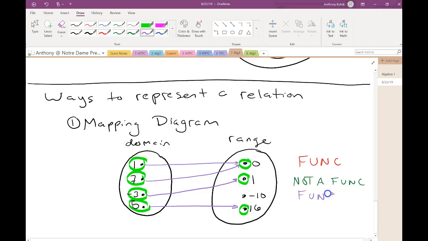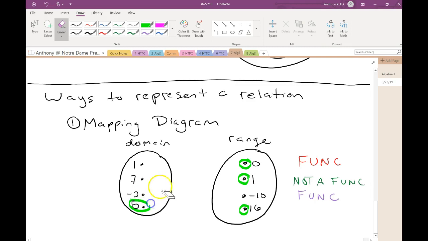Did it matter that not all of the range was used? No. Did it matter that some of the range was used more than once? No. Only thing we really need to look at are the domains or the x's, right? So we only need to look at that part. Let's do one more example and then we'll move on to the next representation.